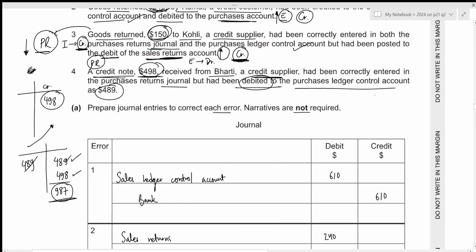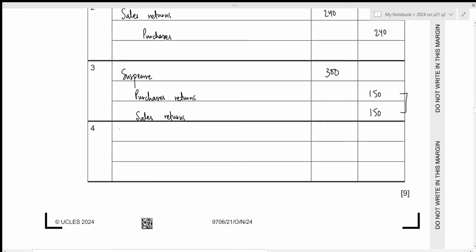And again, this kind of error will result in a suspense account because the trial balance debit and credit will not be equal. That is why the debit entry in this case will also be the suspense account. So we have suspense and the purchases ledger control account.